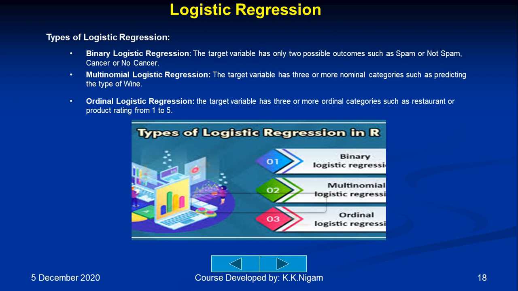So, types of logistic regression. Binary logistic regression: the target variable has only two possible outcomes, such as spam or not spam, cancer or no cancer, things like that. Multinomial logistic regression: the target variable has three or more nominal categories, such as predicting the type of wine. Then ordinal logistic regression: the target variable has three or more ordinal categories, such as restaurant or product rating from 1 to 5. So these are the basic differences between the three types of logistic regression.